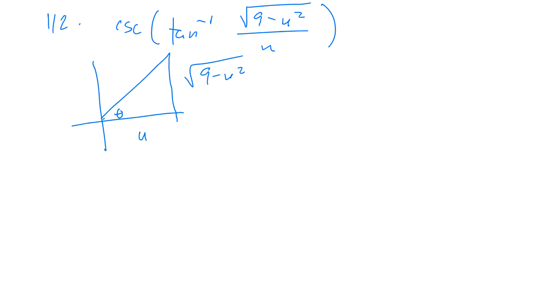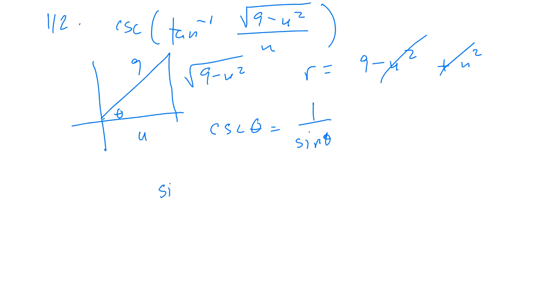All right. So the hypotenuse here, the r value, will be 9 minus u squared plus u squared. So that cancels, so that's just 9. All right, so cosecant of that, cosecant is equal to 1 over sine. So let's just take the reciprocal of sine. Sine is opposite over hypotenuse, so the reciprocal of that is 9 over square root of 9 minus u squared.